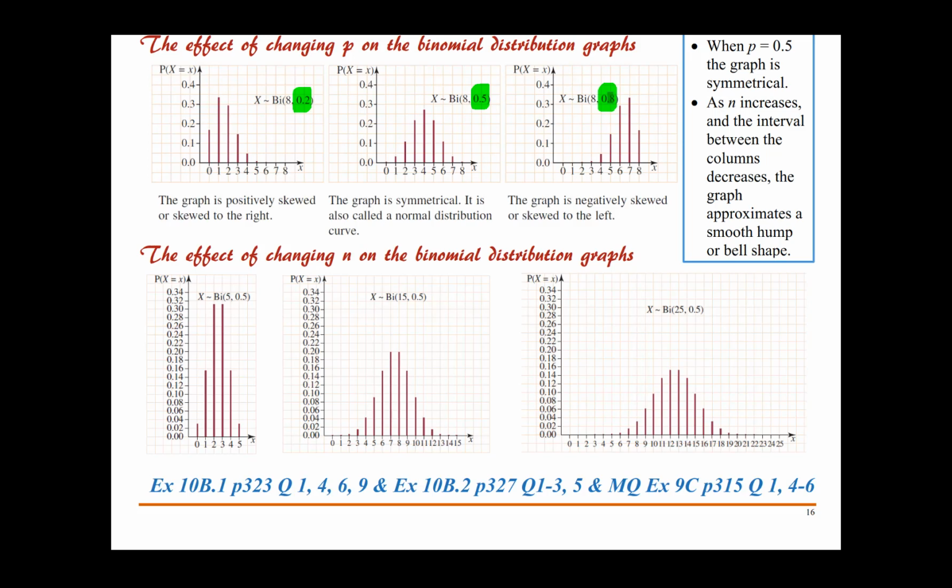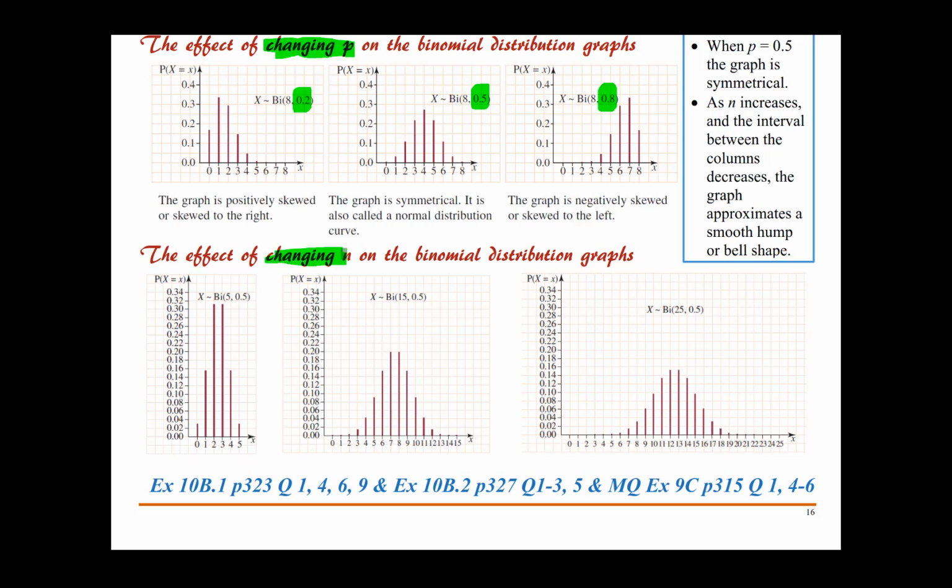When our probability is 0.5, it's approximately symmetrical. Okay, we also call this a normal distribution curve. And then when p is greater than 0.5, the graph is negatively skewed, or skewed to the left. So our tail is down the negative end. Okay, so that's when I change P.